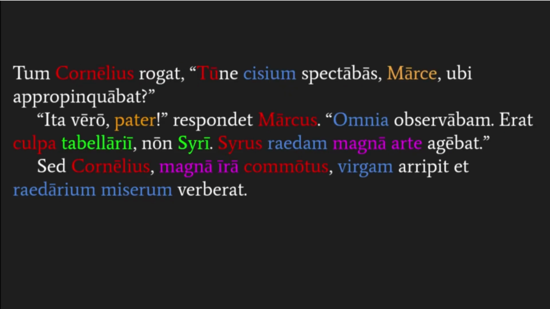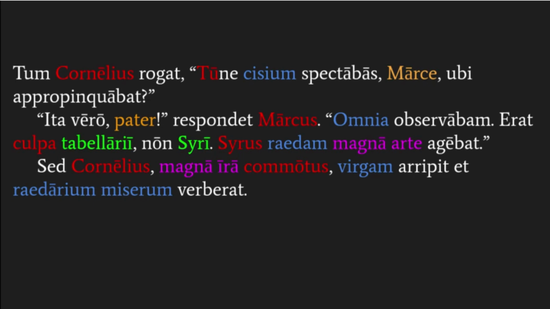So now we go to the last section of the story. You have: Tum Cornelius rogat, "Tune quisium spectabas, Marce, ubi apropinquabat?" So then Cornelius asks, right? So Cornelius rogat, he asks. And notice he doesn't respond to Sextus because, again, Sextus is not his son. So he turns to his son Marcus, and he's kind of double checking what Sextus is saying. Maybe he knows that Sextus is kind of the pest, right? And he doesn't trust him, but he doesn't respond to Sextus. He asks Marcus a question, right?